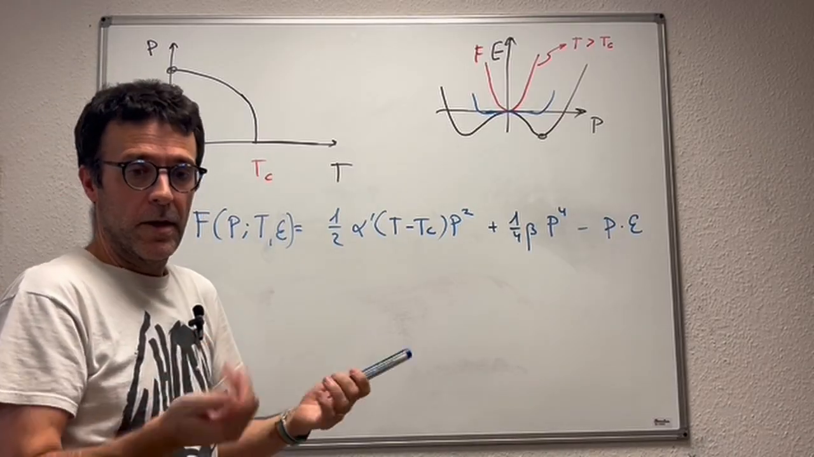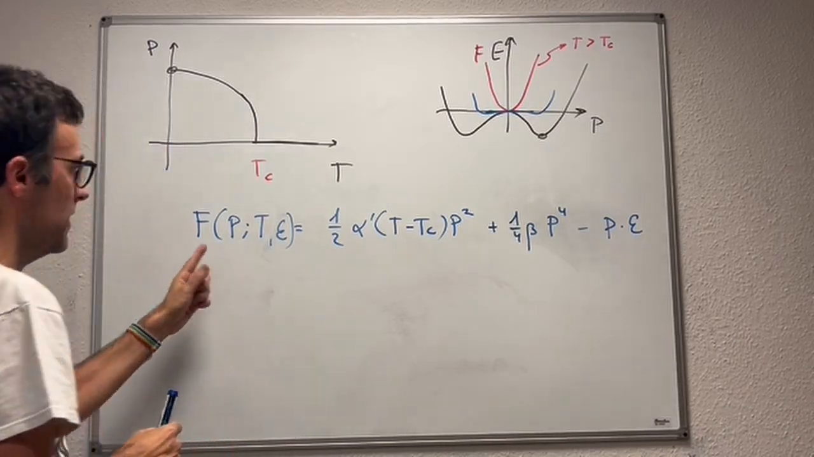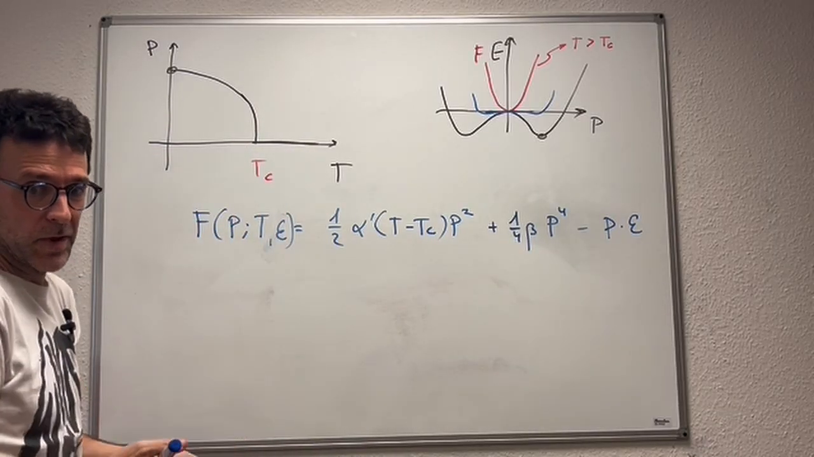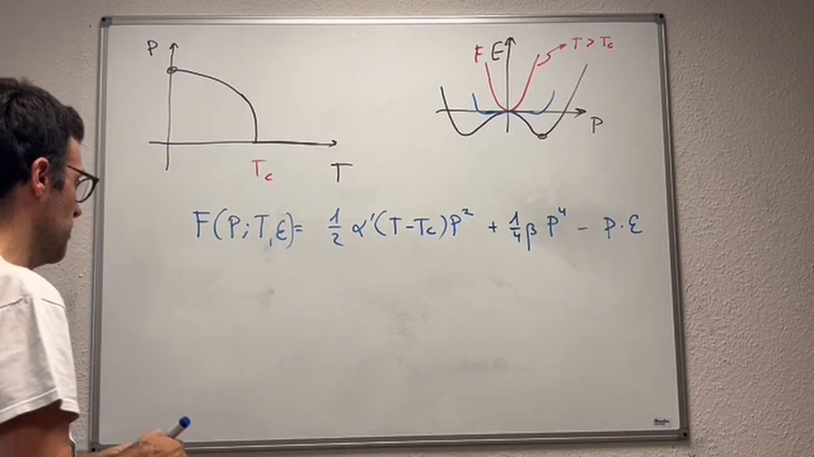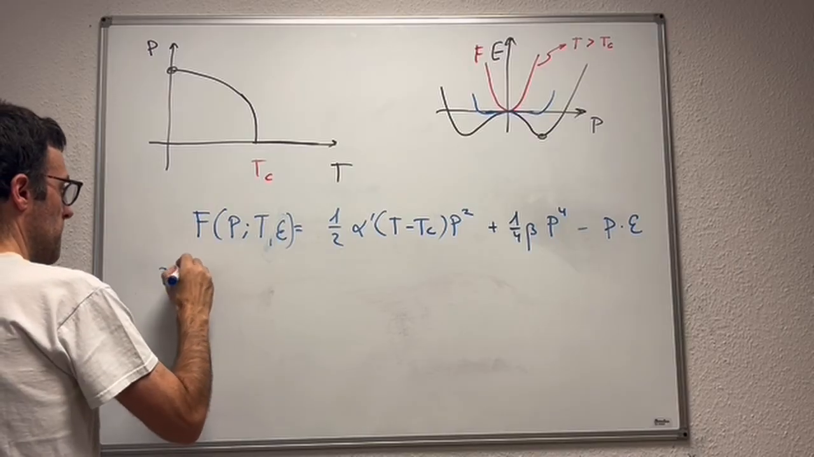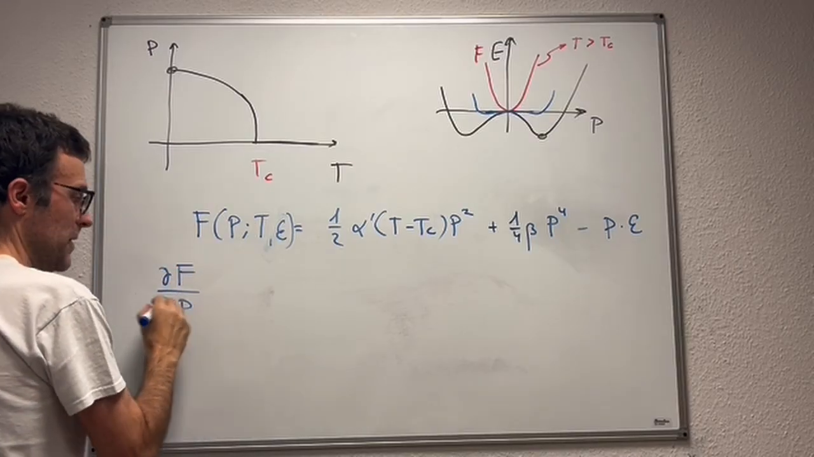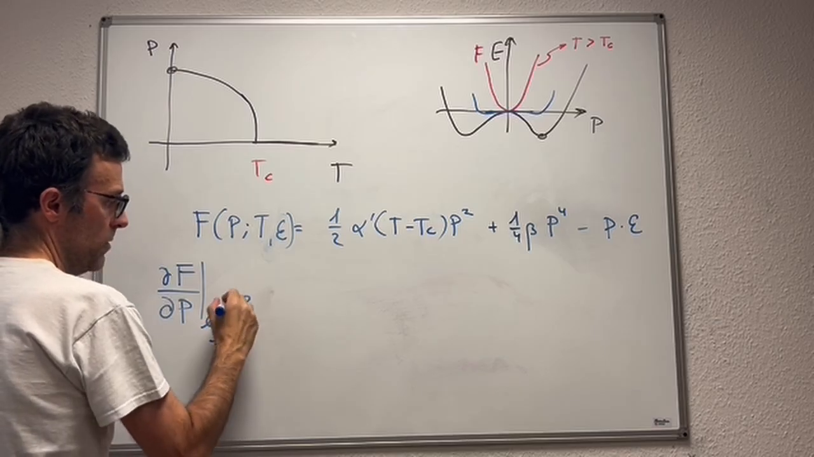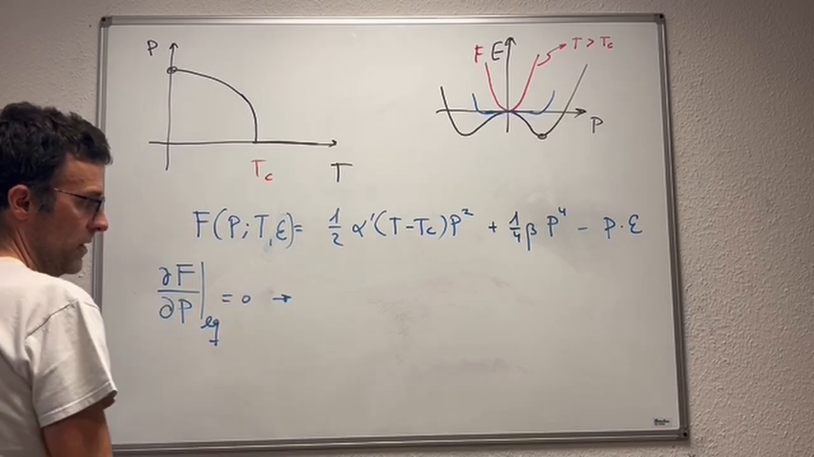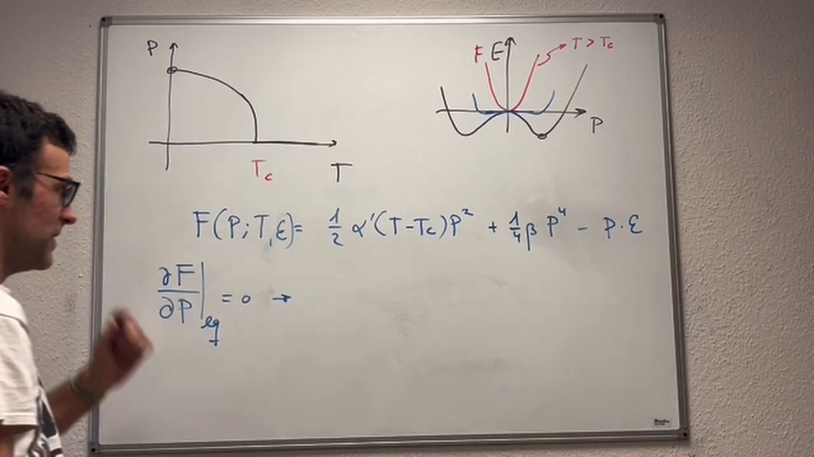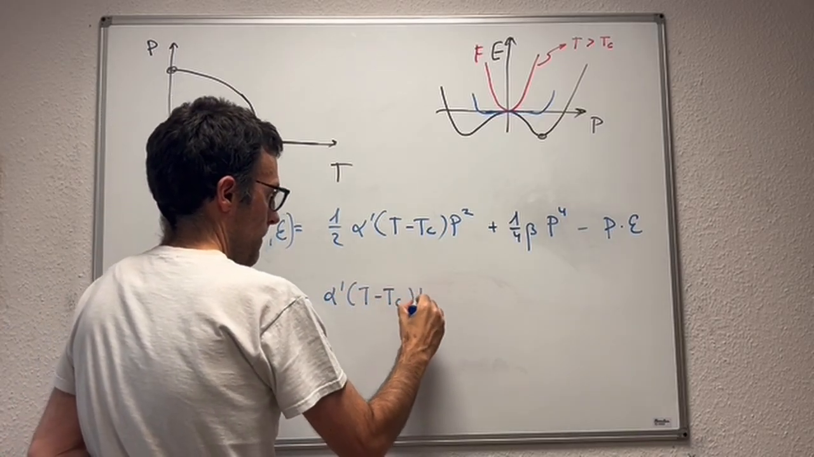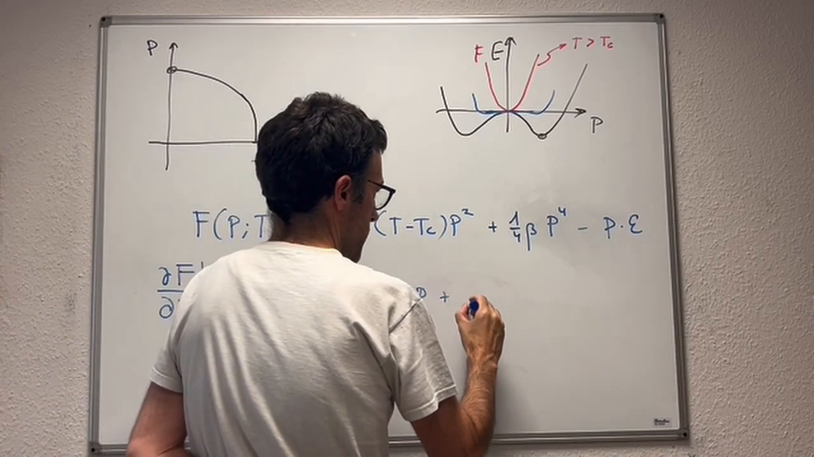Okay? So let's do that now. To minimize this free energy with respect to the polarization, we have to consider, of course, the first derivative with respect to the polarization, which at equilibrium has to be zero. And this means that we have this expression. This expression has to be satisfied.